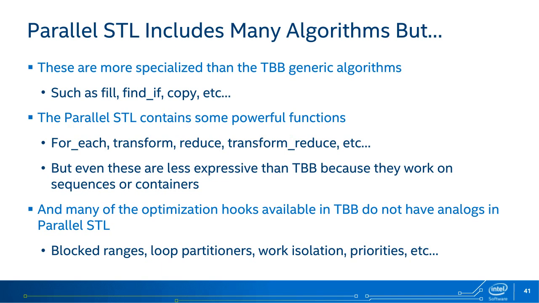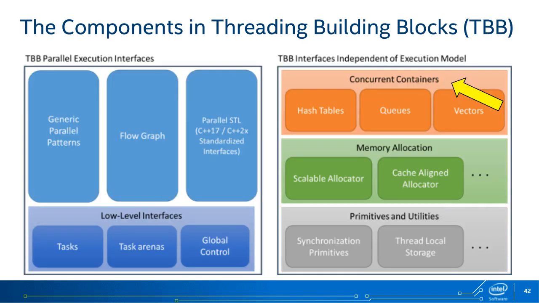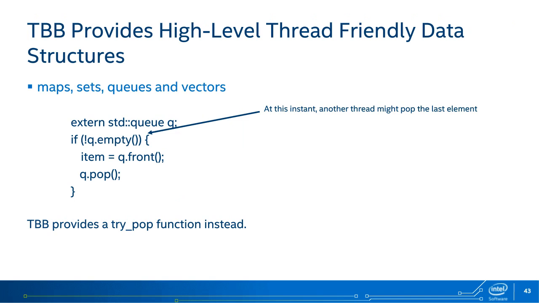I'm just going to cover a few other features of TBB that are not part of the parallel execution interfaces. One is the concurrent containers. TBB provides high-level thread-friendly data structures. So here's an example of a sequential application that is using a standard queue. And if you see here, the queue is checked to see if it's empty. If it's not empty, an item is taken from the front of the queue, and then it's popped. So this is a series of 3 operations that are performed on this queue, and it doesn't happen atomically.